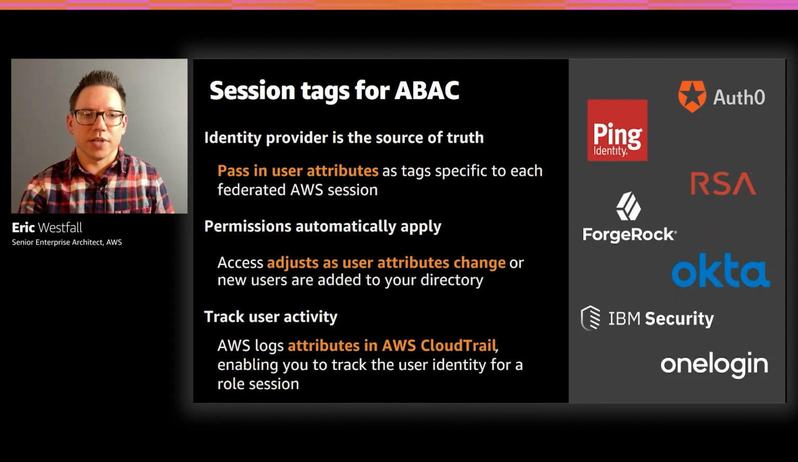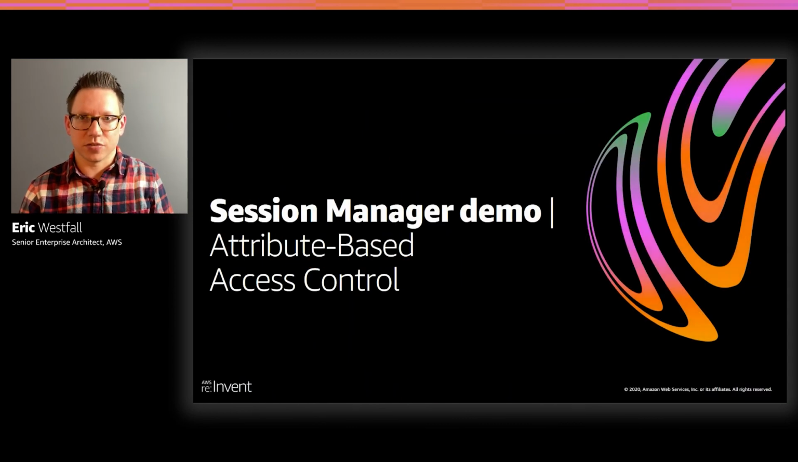So what we're going to do next is go into a demo of what that attribute-based access control looks like in practice. We're going to do that by looking at an Okta federation and setting up the IDP for attribute-based access control and show you what that would look like. So we'll hop over to the AWS console, look at that, and then we'll be back.